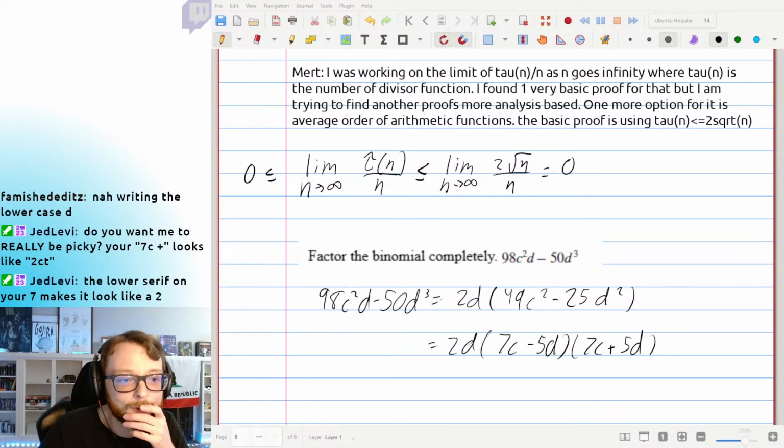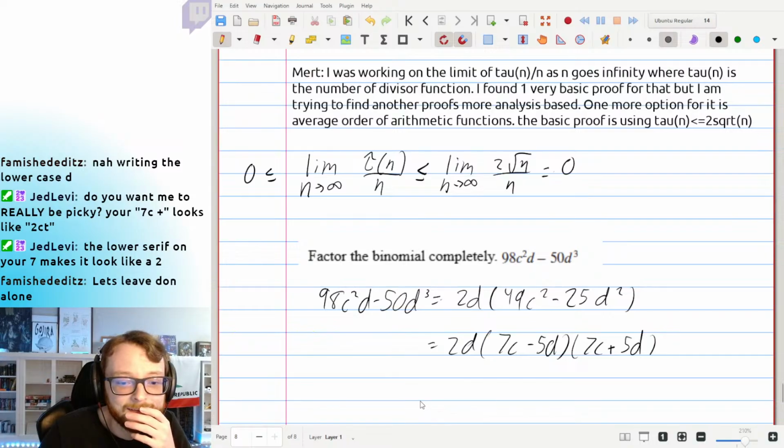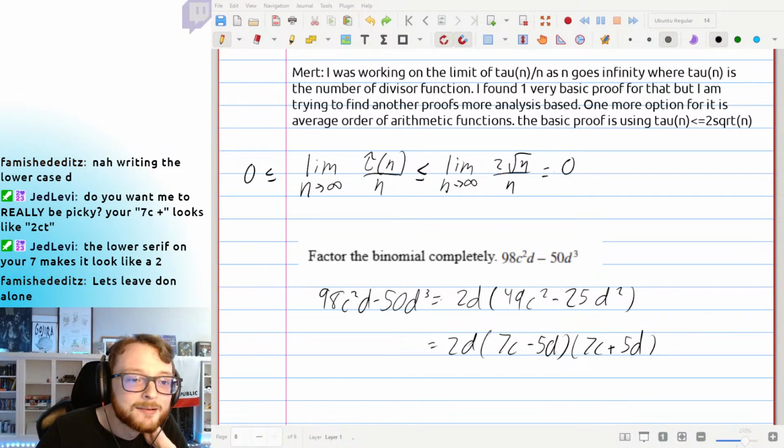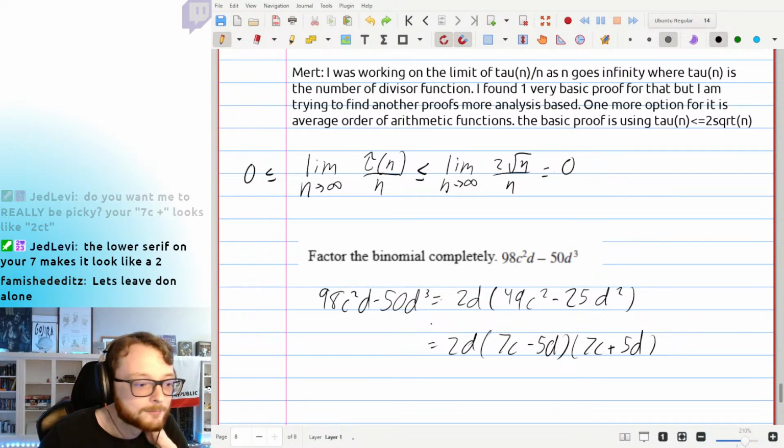Oh my god, you even know the font terms? The serif? Oh, like that little bit there? A little, yeah. Part of the fun of math is trying to decode my handwriting.